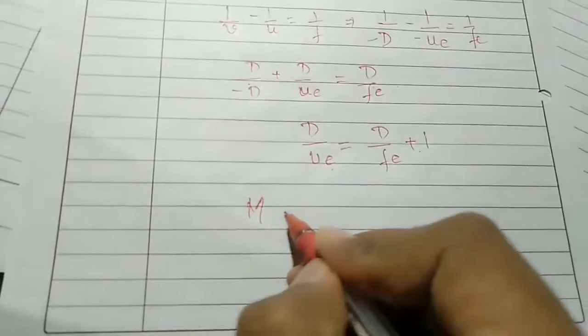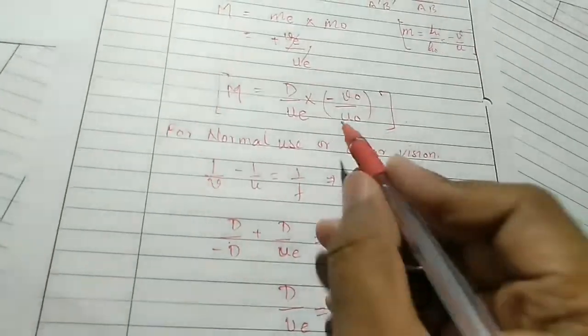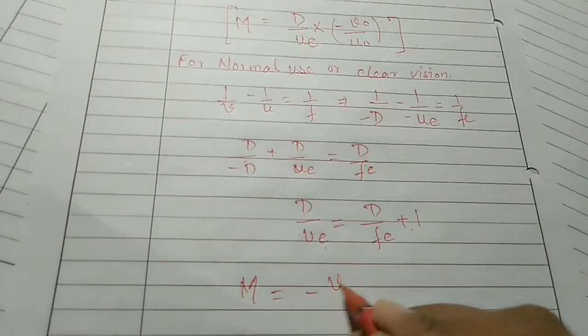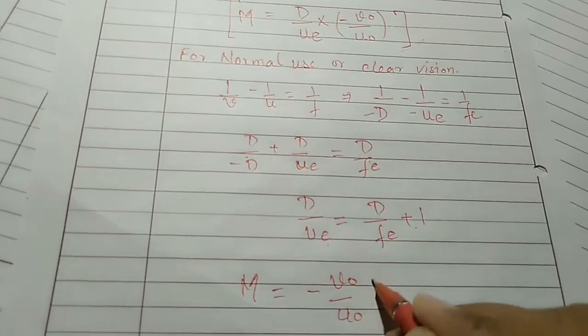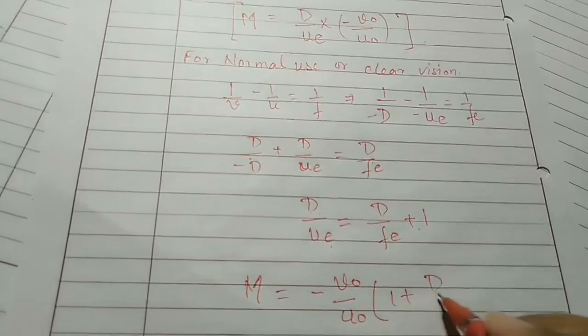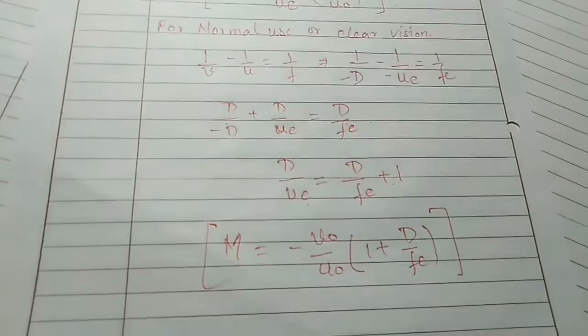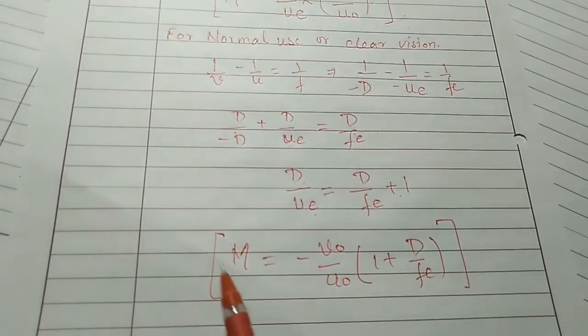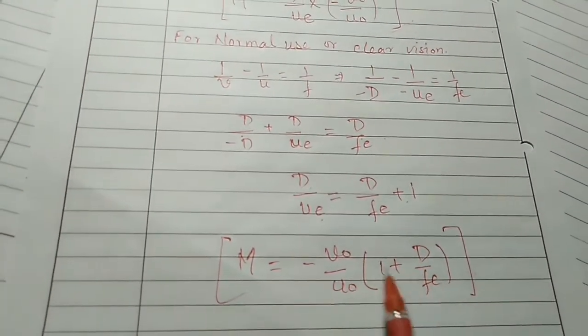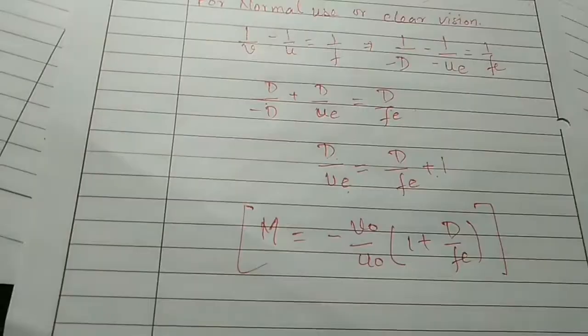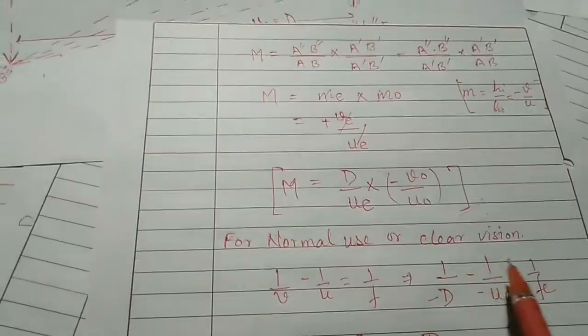So again, the magnifying power M is equal to minus VO upon UO in bracket 1 plus D upon FE. This can also be written in the form of magnifying power with these terms. Now in the normal use, meaning clear vision, this is the situation.